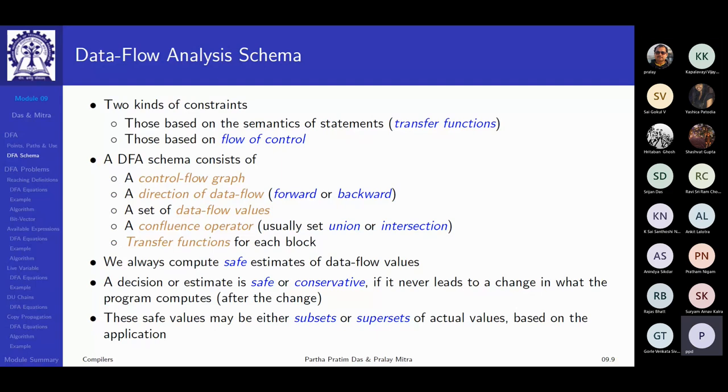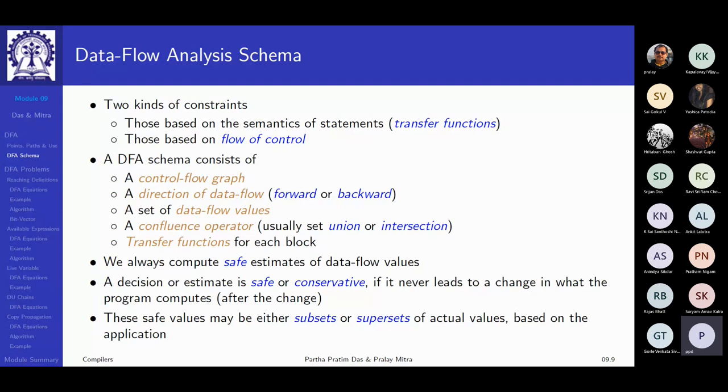And finally, we'll have transfer function of each block. We have transfer function of each statement, and taken together, the entire transfer function of each block, which will transform the in set onto the out set, will be considered. So these are any data flow problem, any schema for the data flow problem we need to define. We'll have to define these 5 quantities.